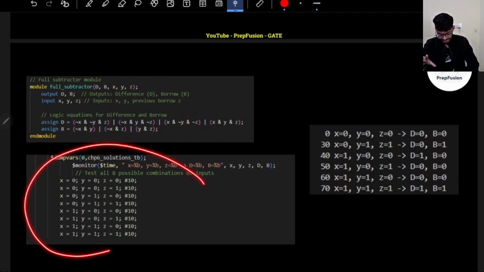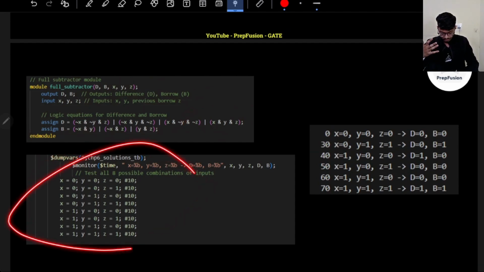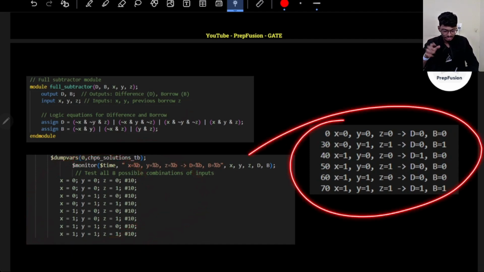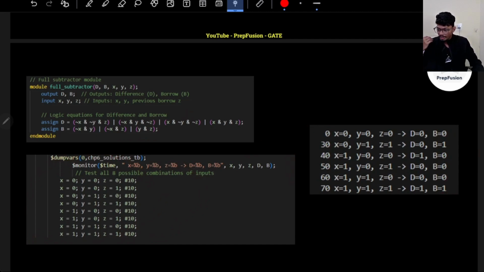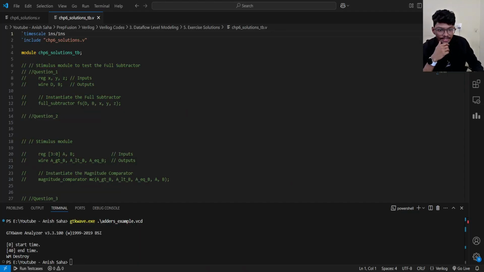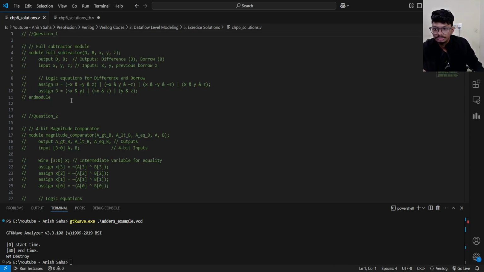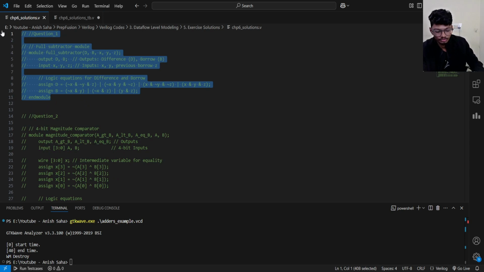And these are the test cases, because they have asked us to design the test cases as well, write the test cases and check the print statement. So let's go back to the code and there I will show you. Here I have question 1. In question 1 we have this one, and this is the full subtractor module.